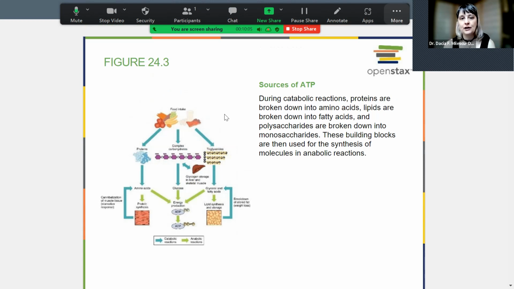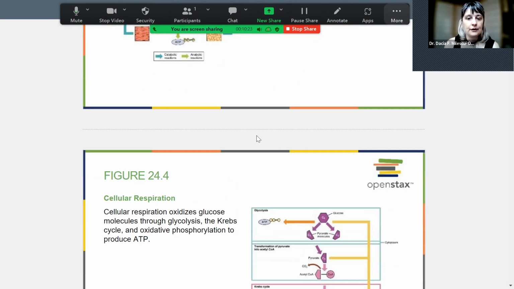During catabolic reactions, proteins are broken down into amino acids, lipids are broken down into fatty acids, and polysaccharides are broken down into simple sugars like glucose. And so these are the building blocks that are then used for the synthesis of molecules in anabolic reactions.